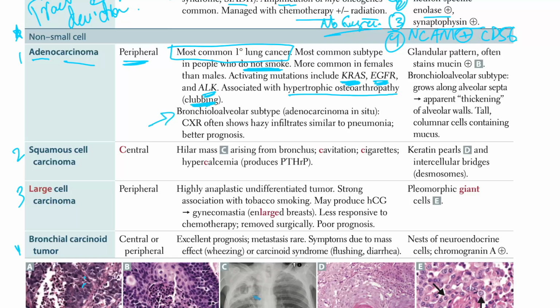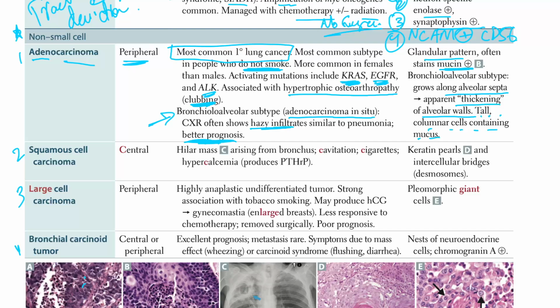Bronchoalveolar subtypes of adenocarcinoma in situ on chest X-ray will show a hazy infiltrate, similar to pneumonia, with a better prognosis. You will see a glandular pattern, often staining mucin positive. This bronchoalveolar subtype will go along the alveolar septa, causing apparent thickening of the alveolar walls, with tall columnar cells containing mucus.